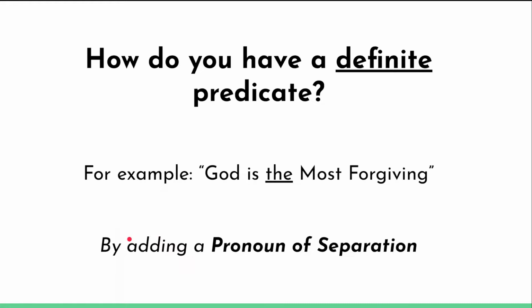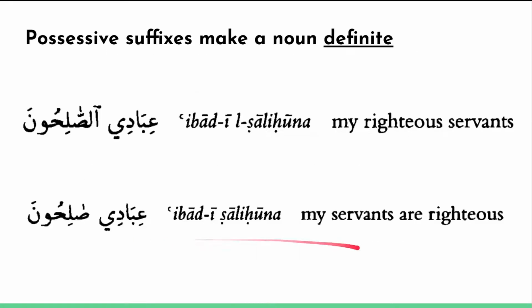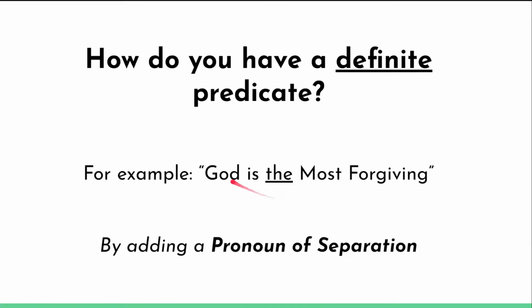So one question that you might be wondering is, how do I have a definite predicate? In the previous sentence, I said, my servants are righteous. What if I wanted to say something like, God is the most forgiving? In this case, God would be Allah, but I can't follow God with an indefinite adjective. The most forgiving could be tawabun, for example. But tawabun by itself would not be definite. Okay, so how do I get a definite predicate? Well, now we can answer that question.